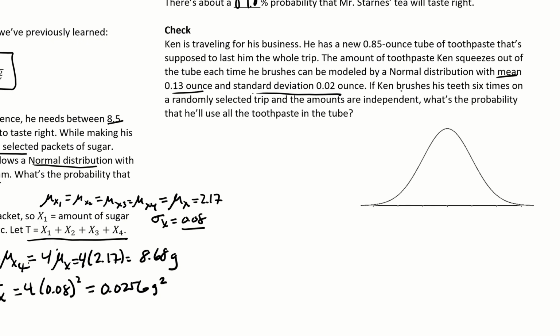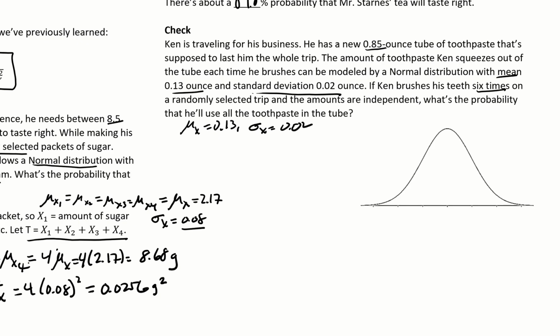If Ken brushes his teeth 6 times on a randomly selected trip, and the amounts are independent, okay, so 6 times, what's the probability that he'll use all the toothpaste in the tube? Okay, and the toothpaste is 0.85. Okay, so 6 times with an average of 0.13. Okay, so we got mu x is 0.13, sigma x is 0.02. So we could label it and use those, but we're going to try to do the sum here. We're not just doing the mu x and the sigma x. We're doing the sum, right?